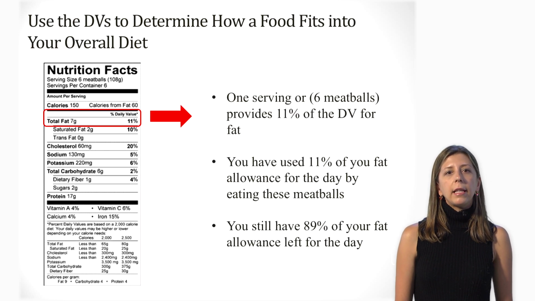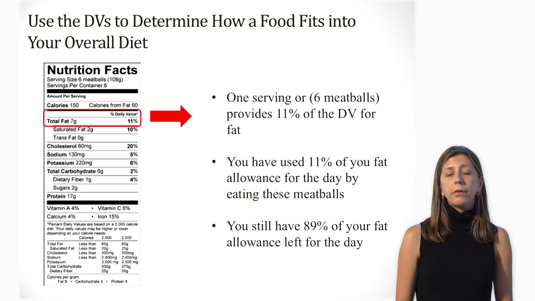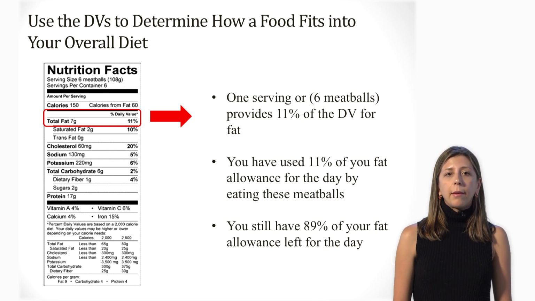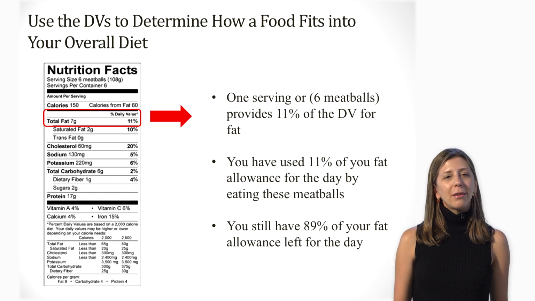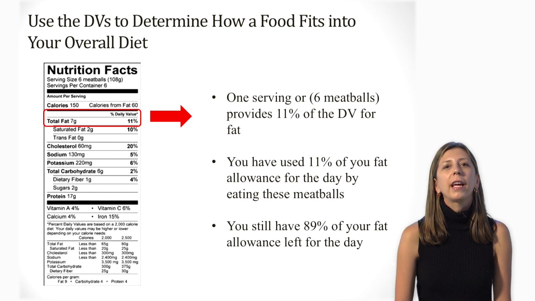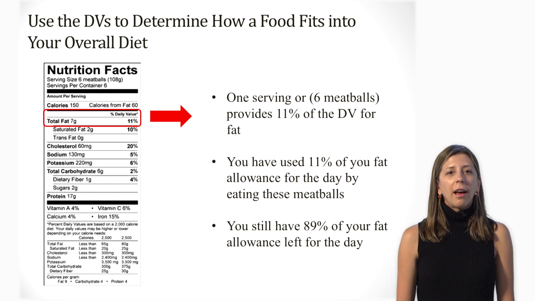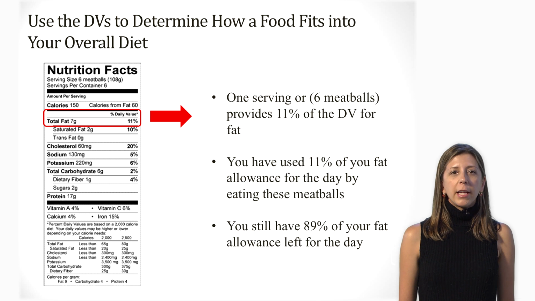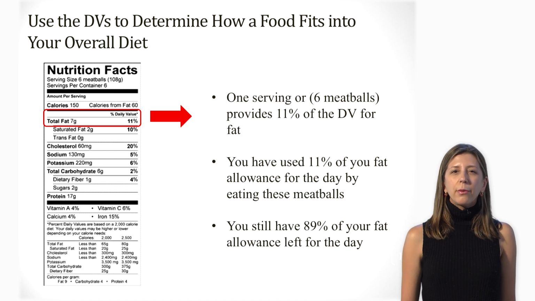So how else can you use daily values to determine how a food fits into your overall diet? This is just another example here. So if you like cooking frozen meatballs, right? Quick, easy meal, you just thaw them out and add some sauce and boil some spaghetti, you have dinner, right? But you're curious and learning what nutrients you're getting from about 6 meatballs, which is 1 serving here. So for fat, you can see that 1 serving or 6 meatballs is giving you 11% of the daily value for fat. How do you interpret that?